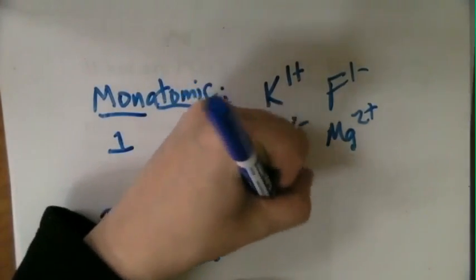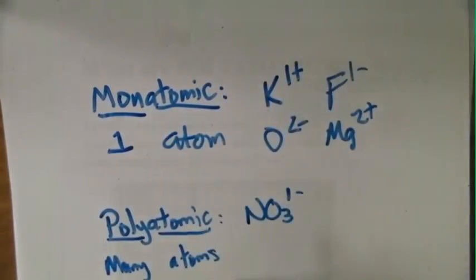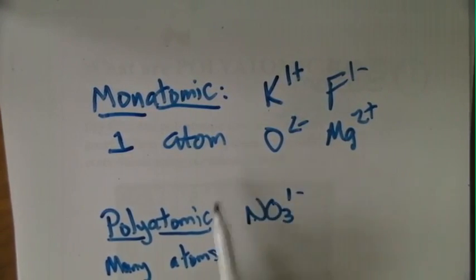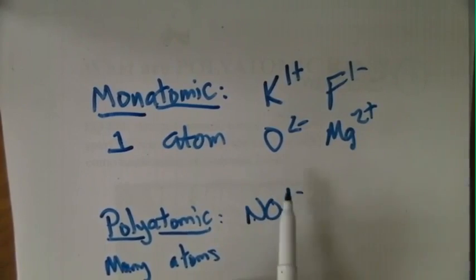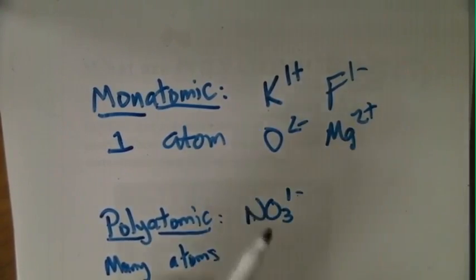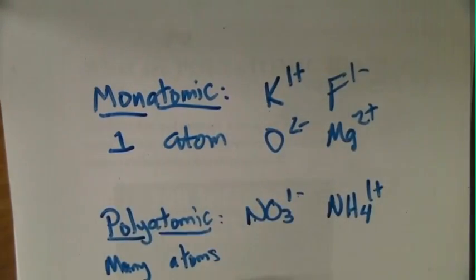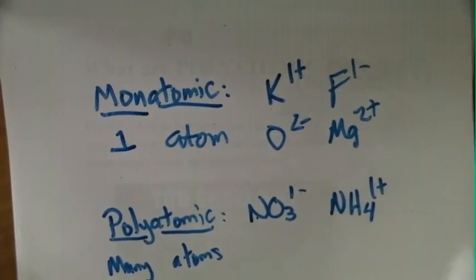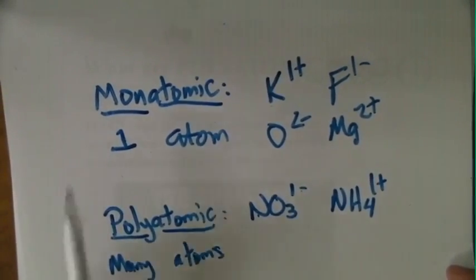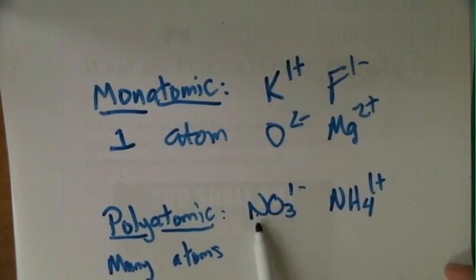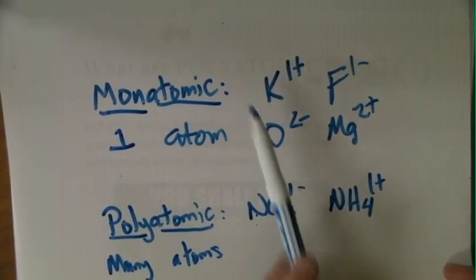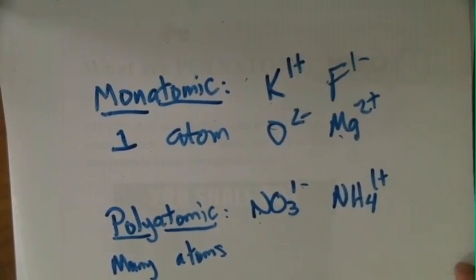So something like polyatomic would be nitrate, NO3 with a -1 charge. Notice it's nitrogen and oxygen all in one ion. It's still one ion, and it still only has one charge, but it's more than one element. Okay, something like NH4 with a +1 charge. More than one atom. It's still an ion, but it's polyatomic. I just want to clarify the vocabulary between the two. So when you see monatomic versus polyatomic, polyatomic has more than one element or more than one atom in it. Monatomic ones only have one atom in them.